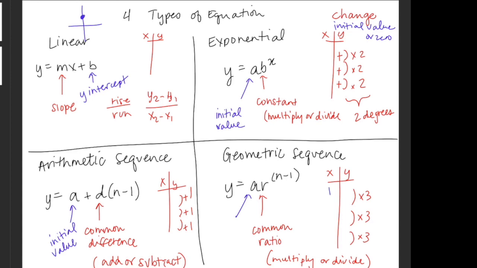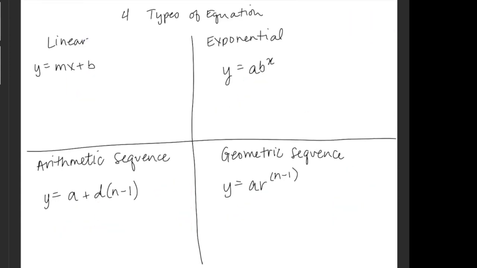Arithmetic sequence, again, what's the first term? Geometric sequence, what is the first term in the sequence? That would be a, your initial value. So they all have both a change and initial value. Now let's go ahead and look at the differences between these equations.